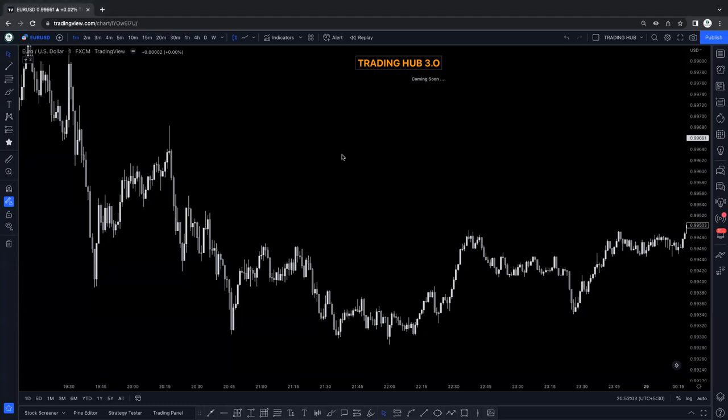Okay, so this is our EUR/USD chart on the 1 minute. First of all, look at the higher time frame picture, what's happening in the higher time frame, what's happening in the lower time frame, and what we can expect in the upcoming days.